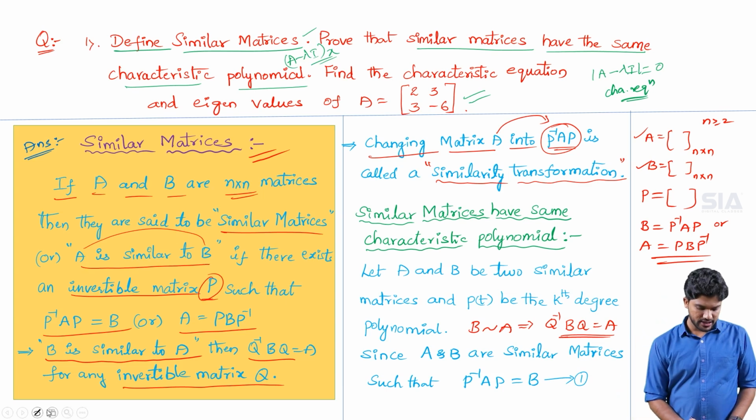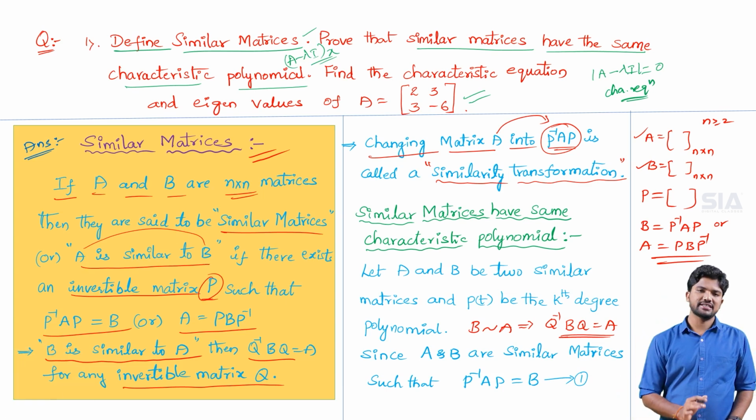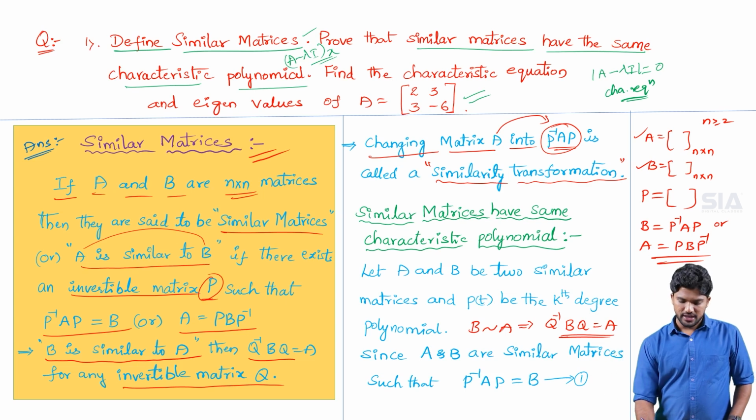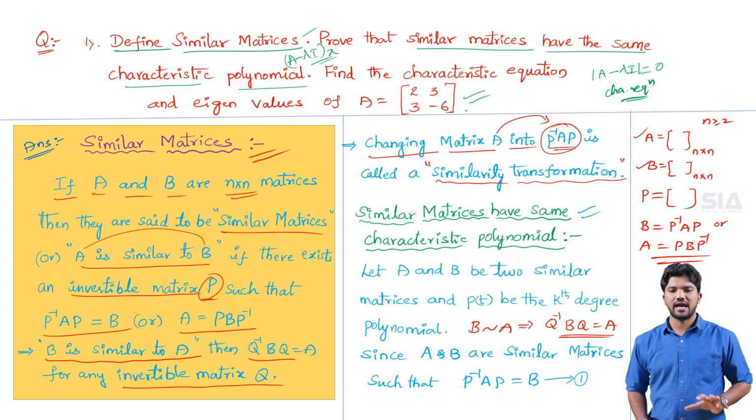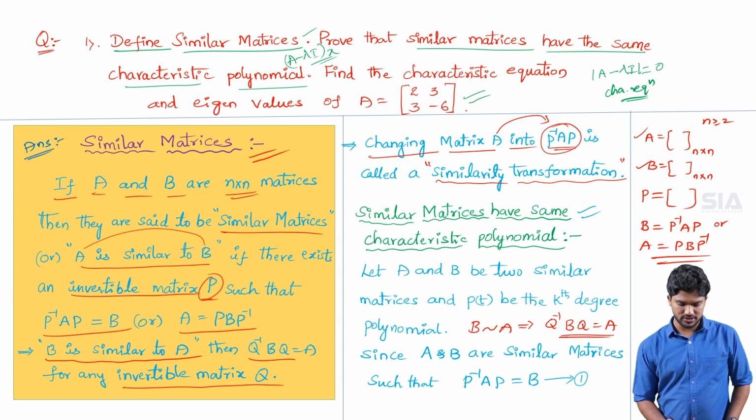Next question is, so we can also mention the examples also. Okay, so therefore similar matrices have the same characteristic polynomial. Similar matrices have the same characteristic polynomial is the other question.